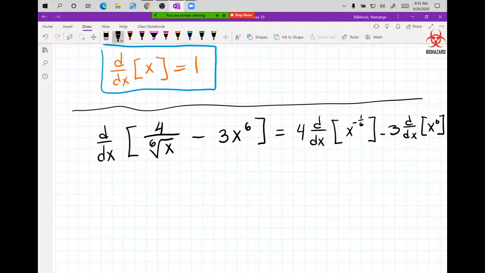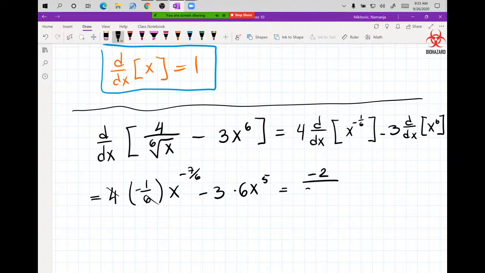So this is the way we understand the problem. Now we just go through calculations. So we have 4, and then we have negative 1 over 6 over here, and then x to the, when you subtract 1, you get negative 7 over 6. And then minus 3, this is 6x to the 5 now. 4 and 6 cancel down to 2/3. So negative 2/3 x to the positive 7 over 6 minus 18x to the 5.